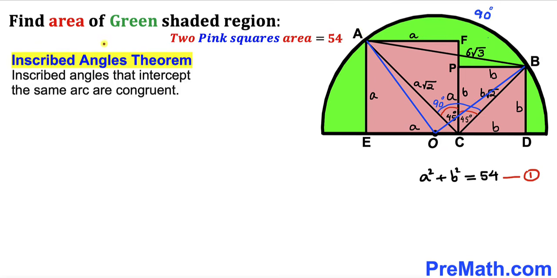And now let's recall inscribed angle theorem. According to this theorem, the inscribed angles that intercept the same arc are congruent. And here we can see that this angle AOB and this angle ACB intercept the same arc, this AB, whose measurement is 90 degrees. So therefore we conclude that this angle AOB is going to be 90 degrees as well. And here's our next step.